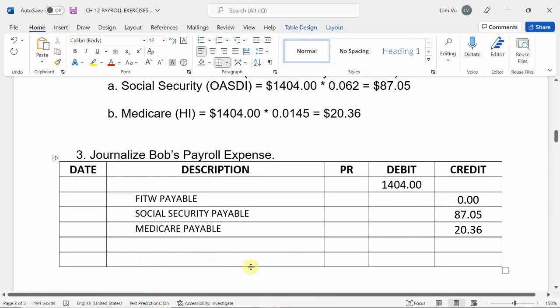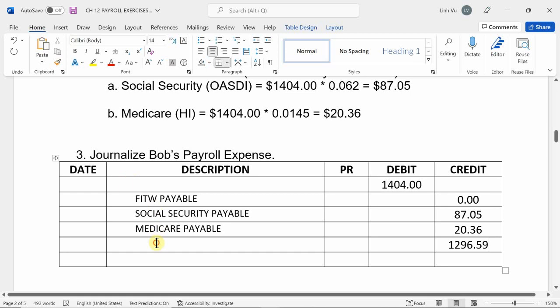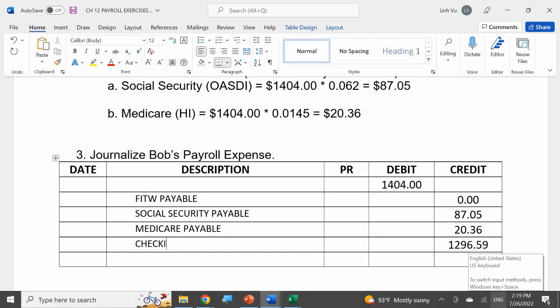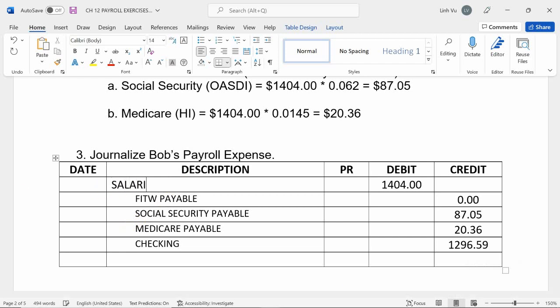And then his net pay is $1,296.59. That goes to checking, because that's his net pay. This is the amount of money that we are going to pay him. And for the debit, we use salaries and wages expense, because he worked in order to operate my business, so I have to designate him as an expense.